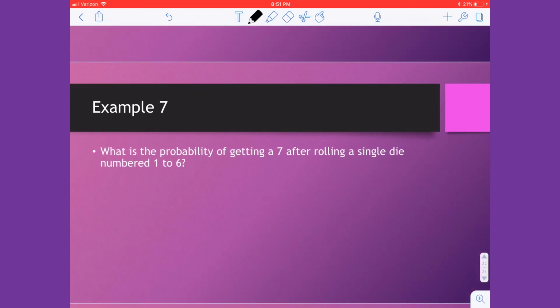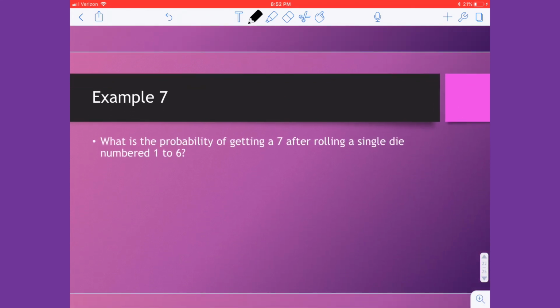What is the probability of getting a 7 after rolling a single die numbered 1 to 6? Well, 7 occurs after 6, so it will never happen. Therefore, the probability is 0 because I'm positive I will never get that solution.